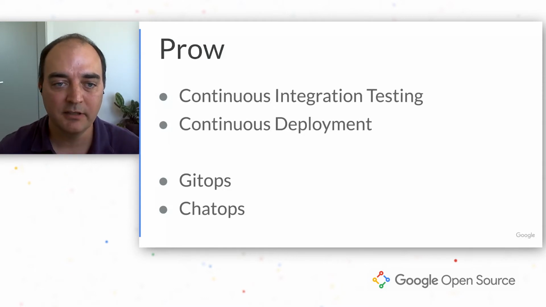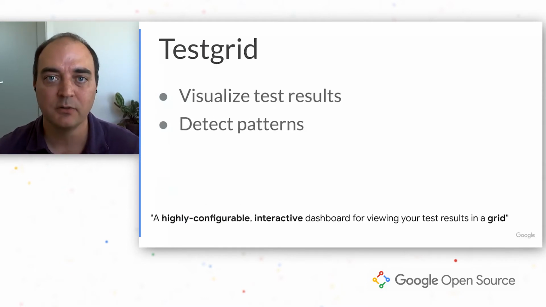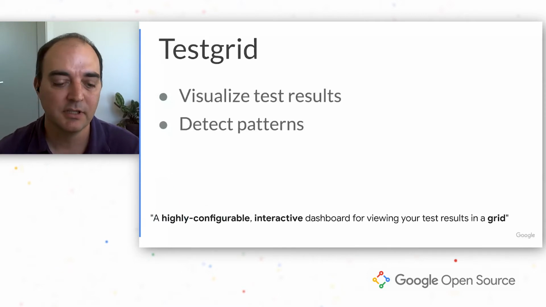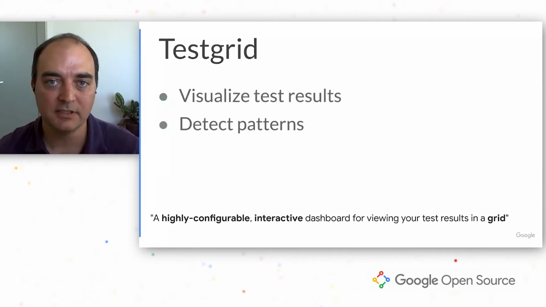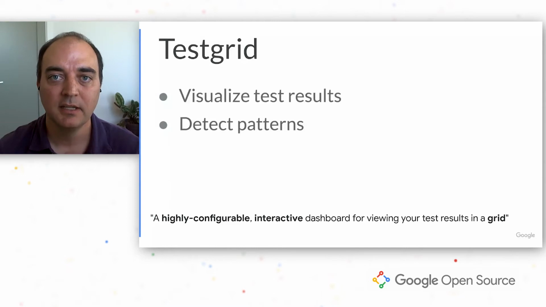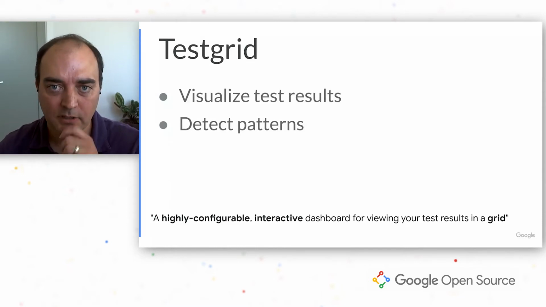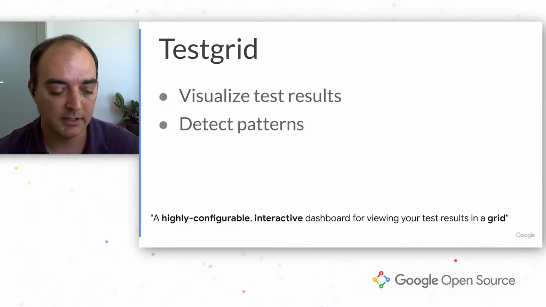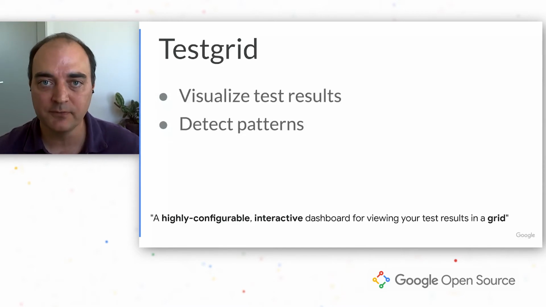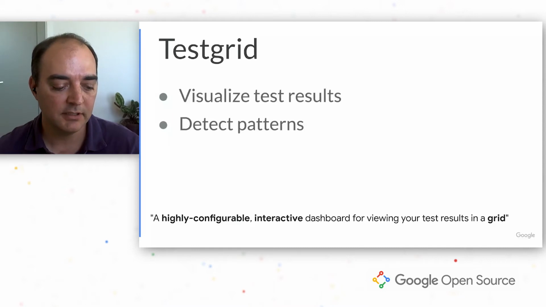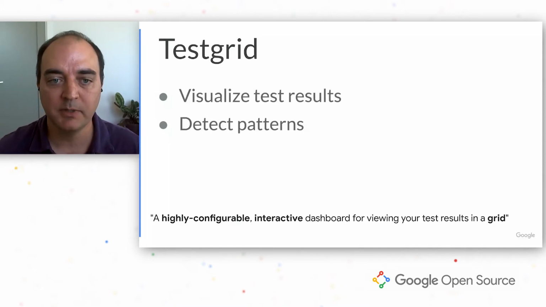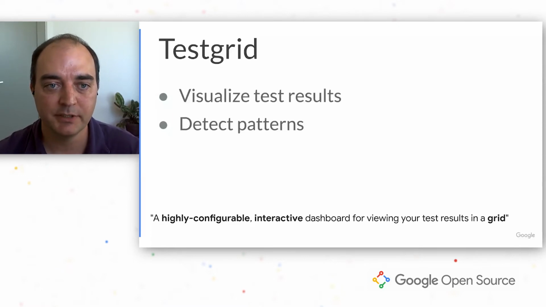Testgrid, on the other hand, is a way of visualizing your current and recent test results. This makes it easy to detect patterns in your testing that you might want to investigate further. We're going to talk about both of these tools, and hopefully I'd like you to see what they look like, see how they're useful, understand how we develop and maintain them, and maybe try them out yourself. So let's start with Testgrid.